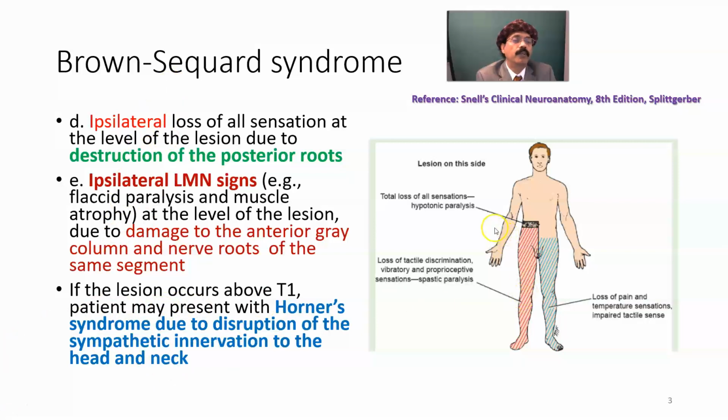If you look at the image again, this is the site of lesion. Here, total loss of all sensation. On the same side, loss of tactile discrimination, vibratory and proprioceptive sensation. There will be spastic paralysis. And on the other side, we'll get loss of pain, temperature sensation, and impaired tactile sense. This is 2 or 3 segments below the level of the lesion.